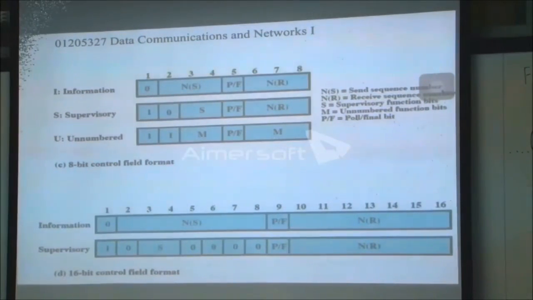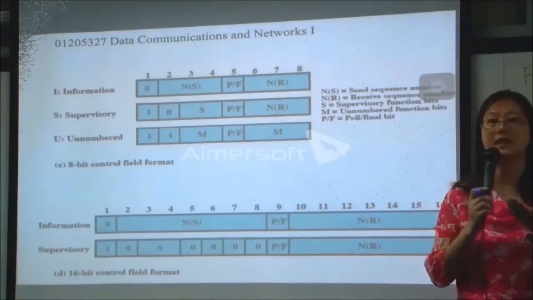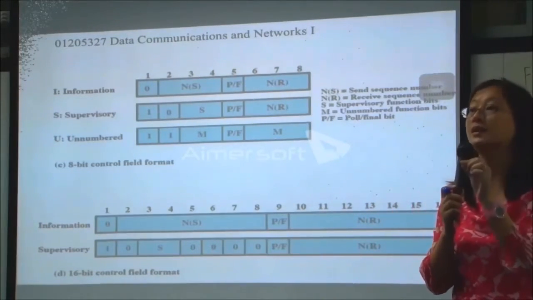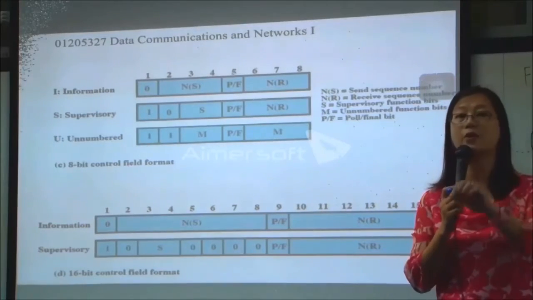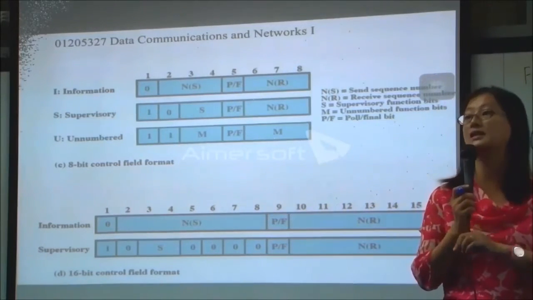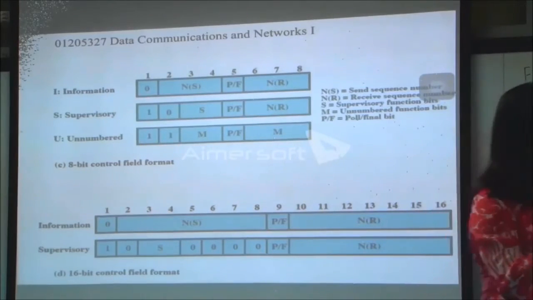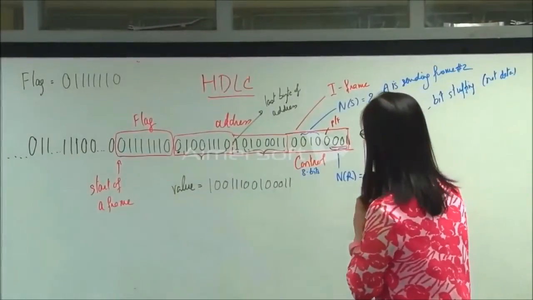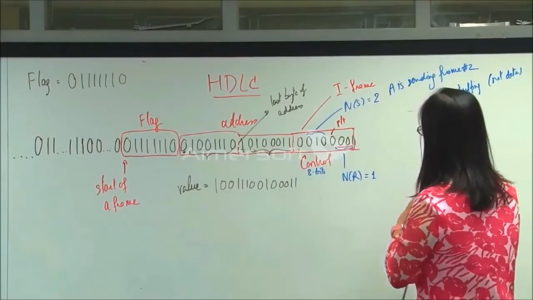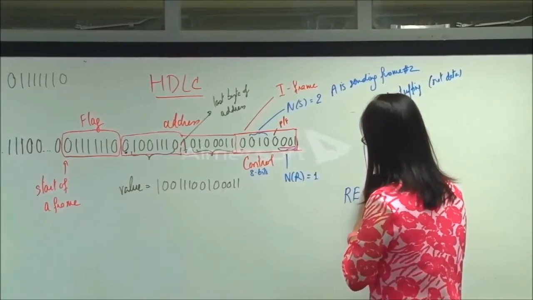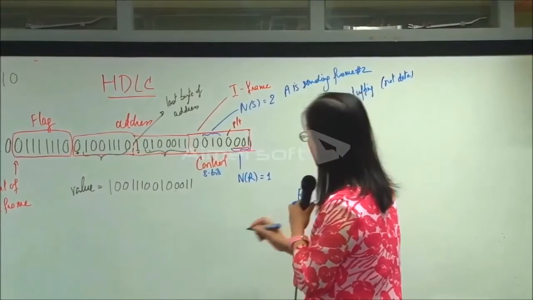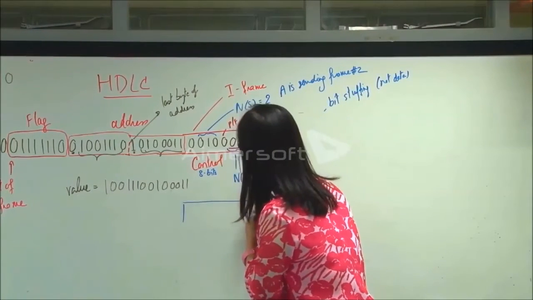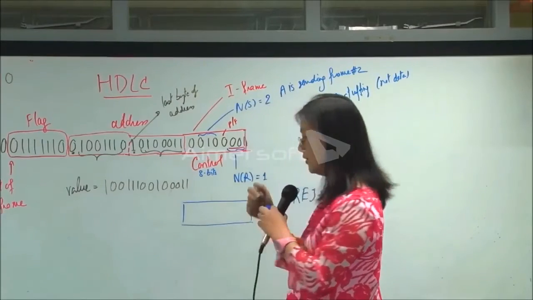And we also have the NR, because when you say receive ready, you have to tell the number, right? So receive ready number 4, receive ready number 5, something like that. So it's like ACK 5, ACK 4. Now suppose this is not an I frame, this is a supervisory frame. Can you write down for me? We want to send reject number 3. Please write the control field for me.